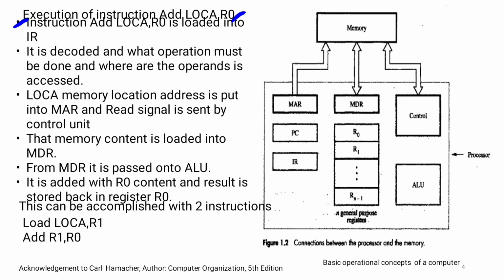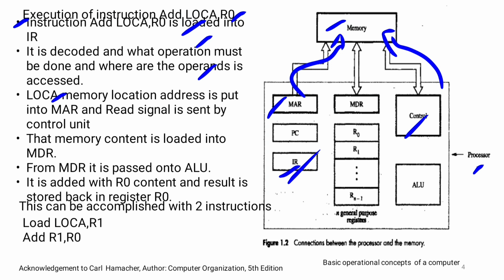This instruction will be there in memory, and it is loaded from memory into the instruction register of the processor. Then the decoder part of the control unit will decode the instruction loaded into IR, and it will assess what operation must be done and where the operands are. One operand is in LOCA, hence the LOCA memory address will be put onto MAR, that is memory address register, and a read signal will be given to that memory location by the control unit.